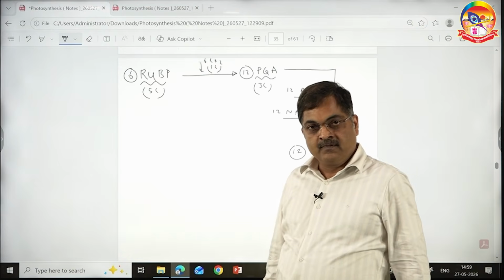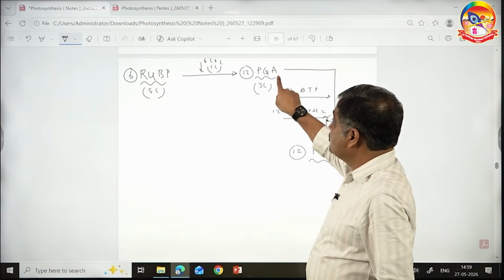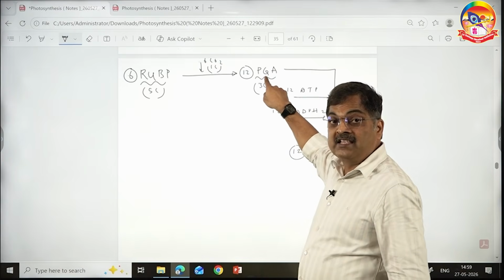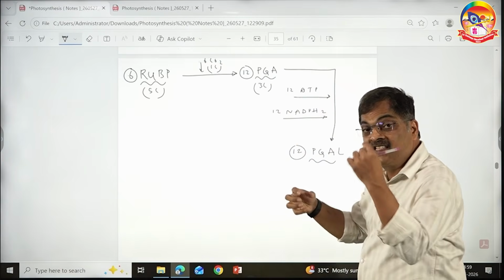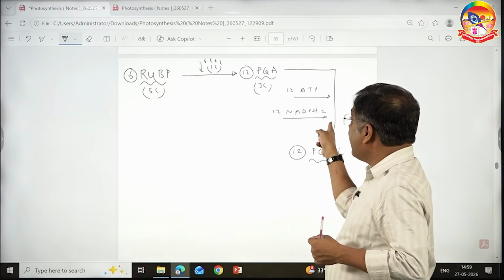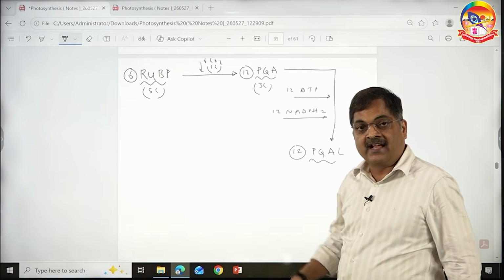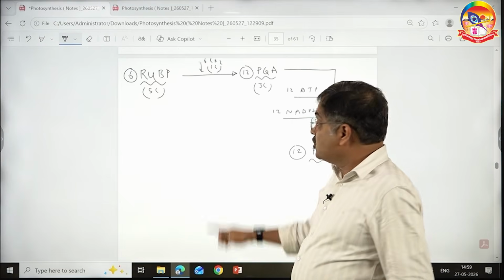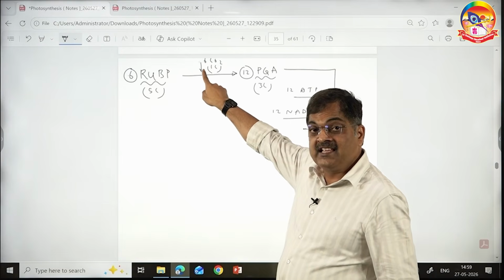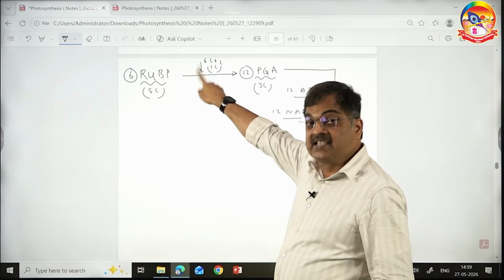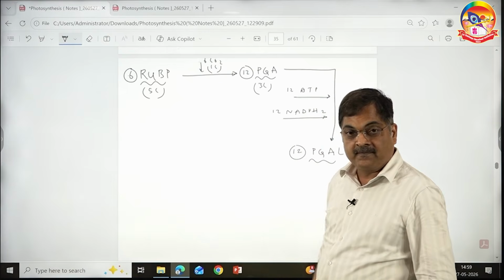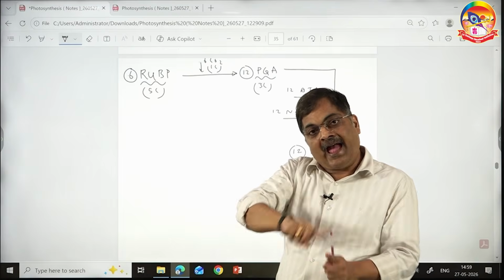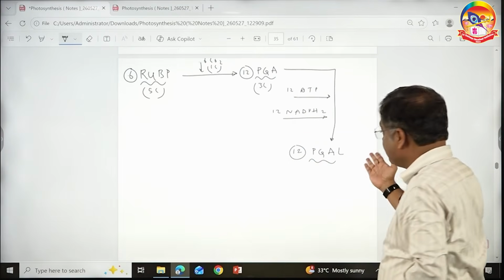That's it. Look here, children. In PGA, there are 6 CO2. To this 6 CO2 present in PGA, I'm adding hydrogens thanks to NADPH2, which is giving hydrogens to it. So 12 PGA contain this 6 CO2. To this 6 CO2, I'm adding hydrogen. COH, CHO. That is nothing but PGAL.